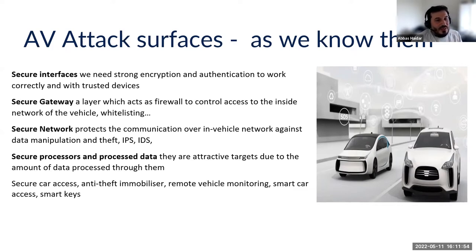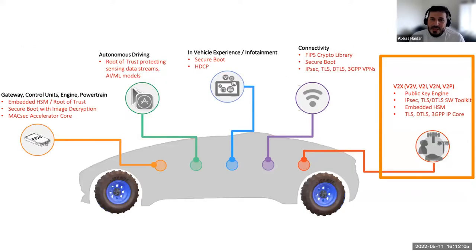We need as well to make sure that we have secure car access. It's something like anti-theft immobilizers, remote vehicle monitoring, smart car access, smart keys, etc. So just to show you what I meant in the beginning when I said it's a very, very big subject to talk about, to do a threat model on an autonomous system. There are too many interfaces, too many attack surfaces. And to do a threat model, we need to be focused on something specific.